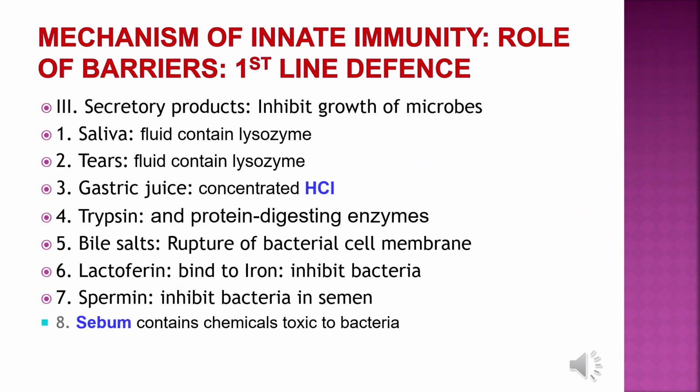Then secretory products inhibit growth of microorganisms. A few examples: in saliva it is lysozyme, in tears it is lysozyme, in gastric juice it is HCl, and trypsin and protein digesting enzymes are present in intestinal juice. Then bile salts rupture the bacterial cell membrane and thus cause the killing of the microorganisms. Lactoferrin binds to iron and inhibits bacteria. Spermine inhibits bacteria in semen. Sebum contains chemical toxin to kill the bacteria.